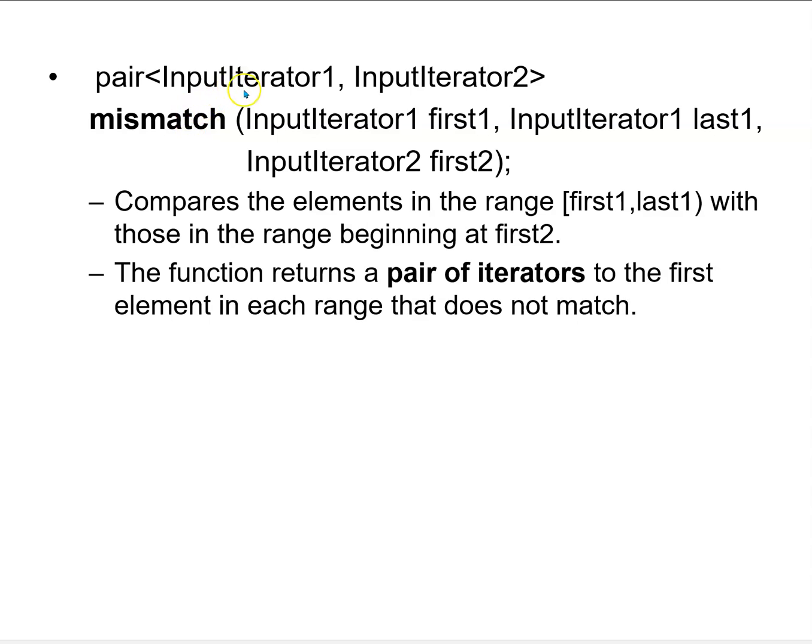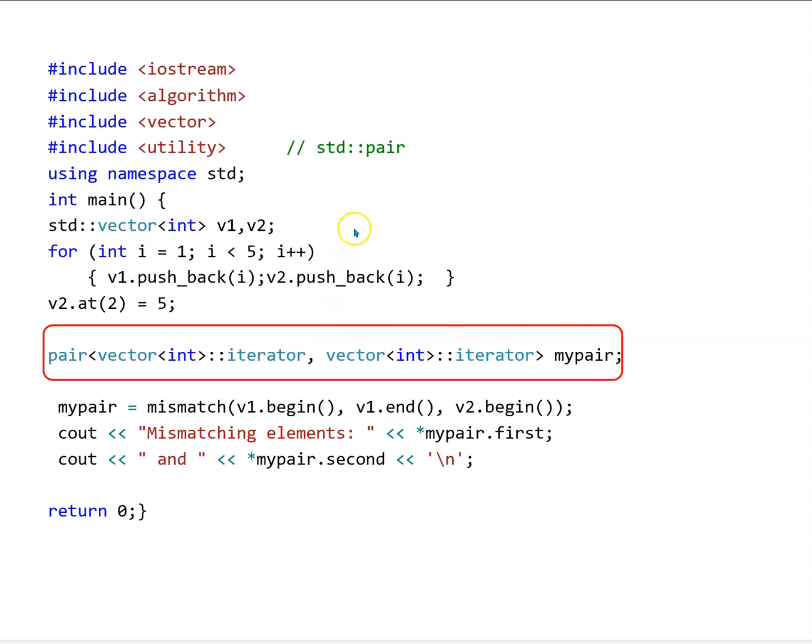So we can have two iterators paired. And it compares the elements in the first range with those in the second range, and returns a pair of iterators to the first elements in each range that don't match. Okay? And here's that example.